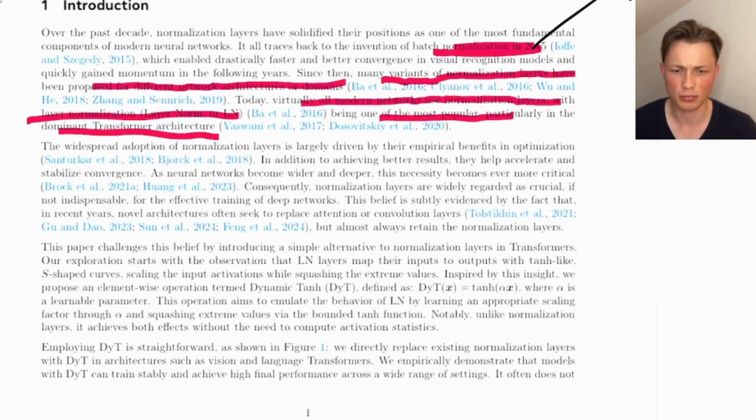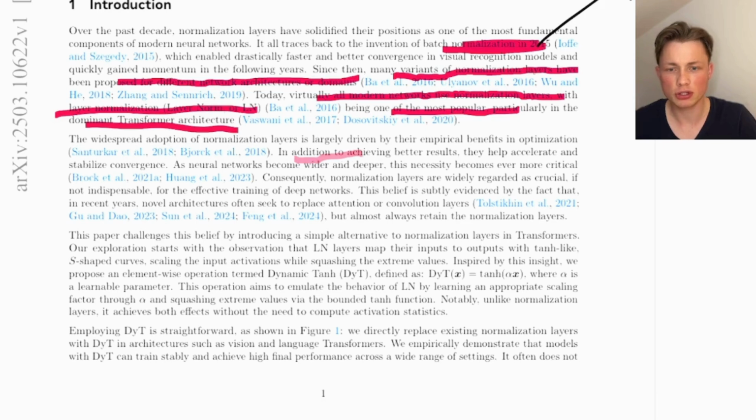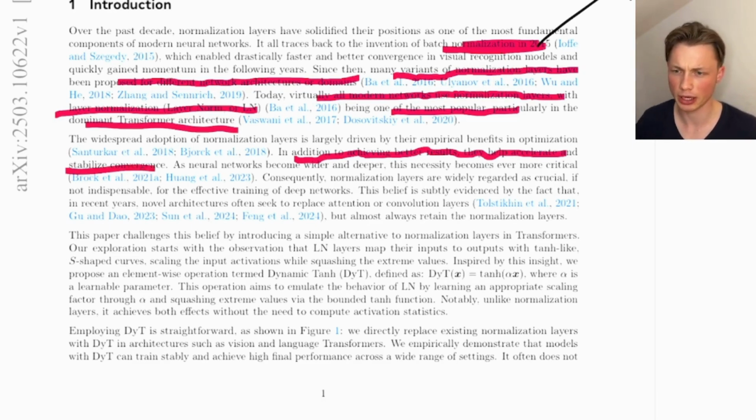So RMSNorm, I think they are also saying it here in the paper, is actually the same as LayerNorm, but you're not subtracting the mean, you're just dividing by the standard deviation. So in addition to achieving better results, they help accelerate and stabilize convergence. So if we are using any normalization, empirically it shows that it improves our training process. As neural networks become wider and deeper, this necessity becomes even more critical.